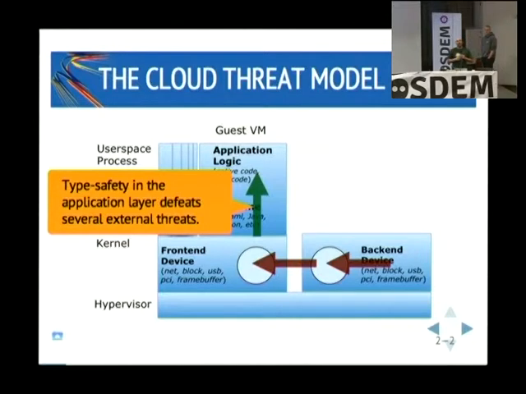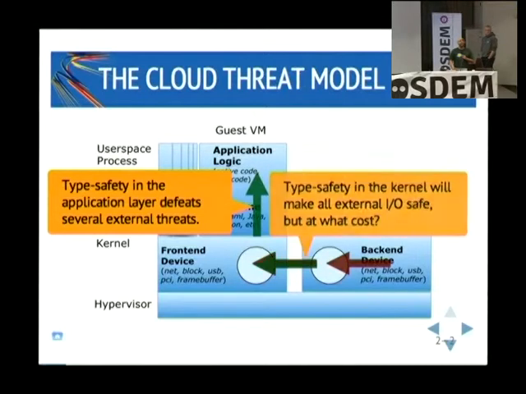It's not as vulnerable to memory attacks. And so you can actually defeat a lot of conventional problems by rewriting your code in Java. But there's an obvious problem here. While you've rewritten your application, your Linux kernel, the 15 million lines of code running your TCP/IP stack and your device drivers, is still written in C.